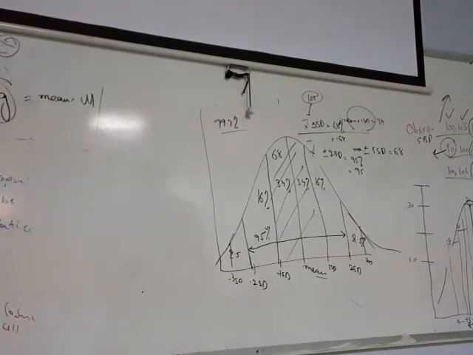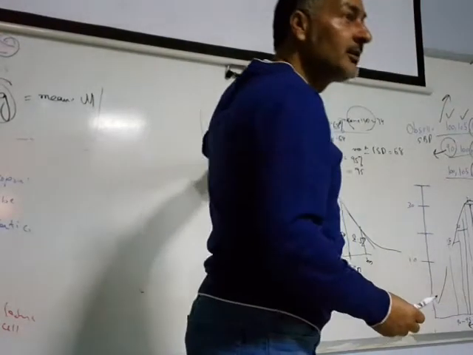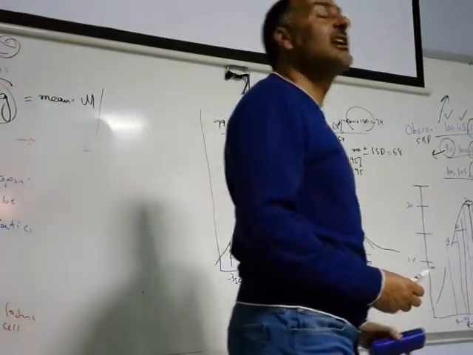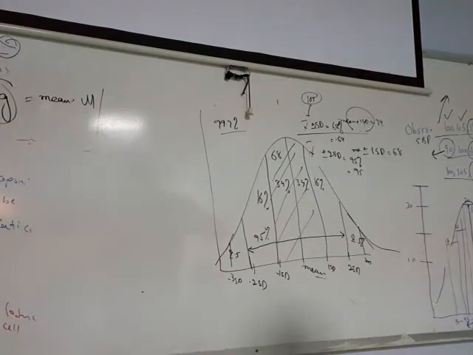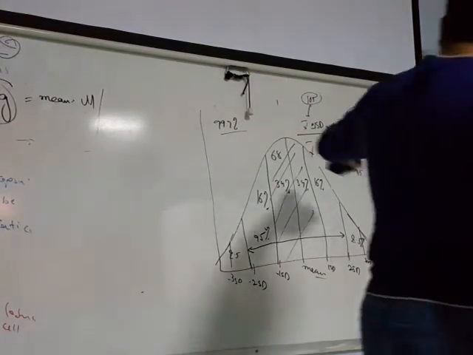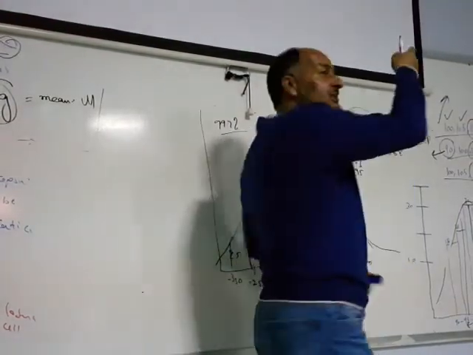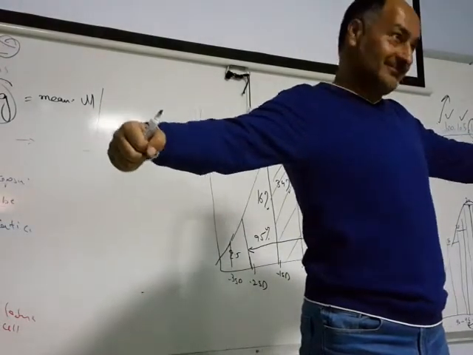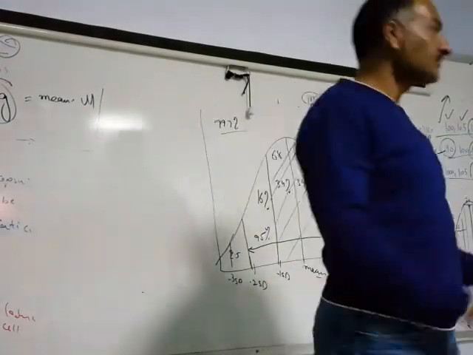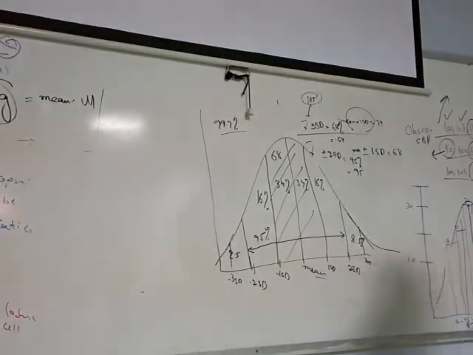From 2 standard deviations to 2 standard deviations, 95%. From 3 to 3, it should be 100, not 99.7. It's never 100%. Because at these extreme ends, if you have a peak, these lines do not meet the x-axis. It continues to infinity. That's why we cannot have 100. Is that clear?